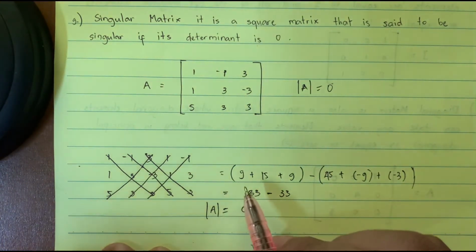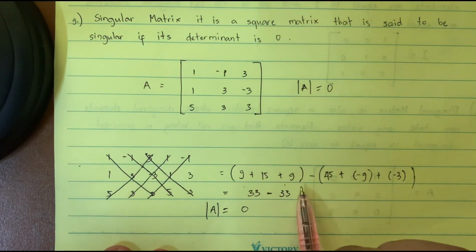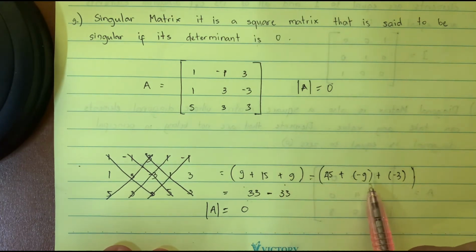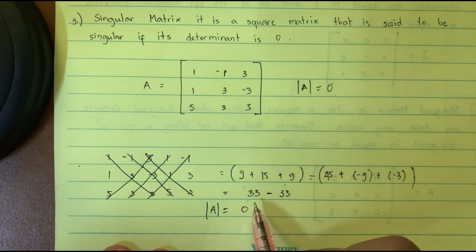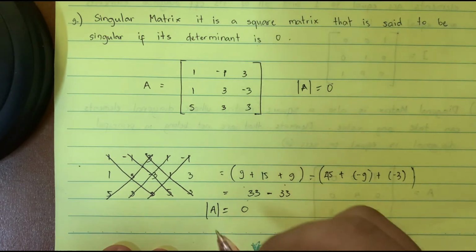Next is i-add natin tong answer. 9 plus 15 plus 9 is equal to 33. Minus 45 plus negative 9 plus 3 is equal to 33. So, 33 minus 33 is equal to 0. This is a singular matrix.